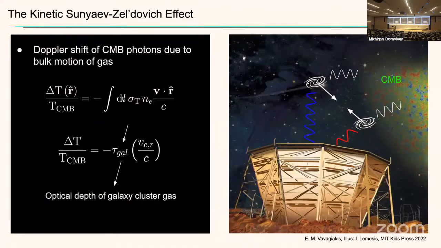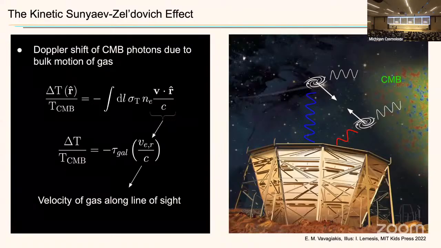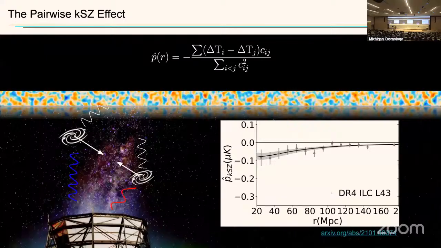You can express this mathematically by relating the temperature distortion associated with the KSZ effect to the line of sight integral, again, of the scattering cross-section and electron number density times the line of sight velocity in a simple form. I will note that this too is relying on the optical depth of the galaxy cluster gas. So if you want to measure the velocity, you need to have some independent information about that optical depth, and that's what we're interested in doing. The pairwise KSZ estimator is just one statistical method of getting at this information in the KSZ effect. There's a whole host of different ways to extract this very small signal, but I'll explain the pairwise one here.